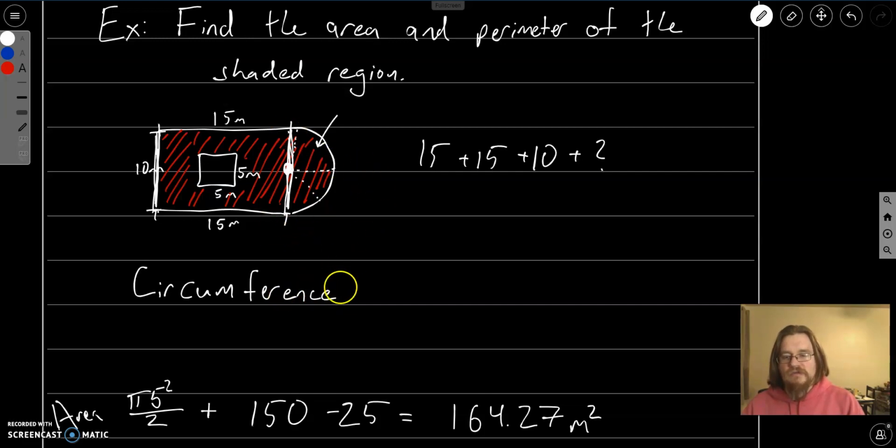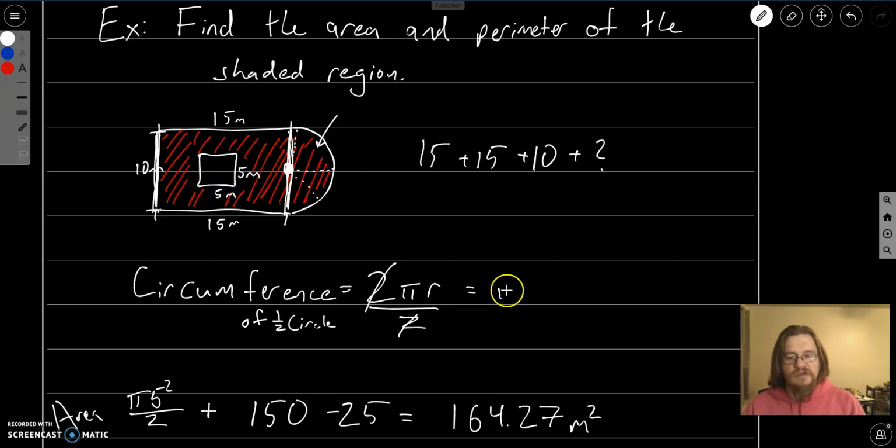And the circumference of a whole circle is going to be 2 pi r, but I only want half of that. So I'm going to end up dividing by 2. Well, the 2's cancel, so the circumference of half a circle is only going to be pi times r. So this question mark will then become pi times the radius here.